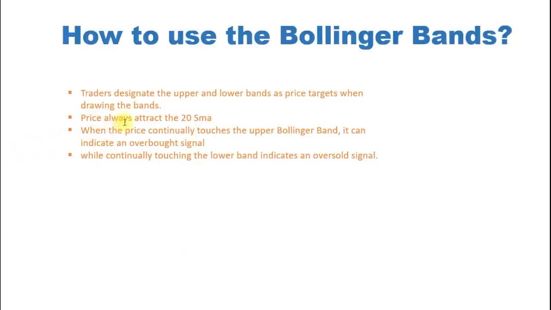So always price will be attracted to the 20 SMA, that is the middle Bollinger Band. Say for example, if you are entering a trade at the resistance level, you can keep the target as the 20 SMA, that is nothing but the middle Bollinger Band. When price continuously touches the upper Bollinger Band, it can indicate an overbought signal. At the same time, when price continuously touches the lower Bollinger Band, it means an oversold signal.